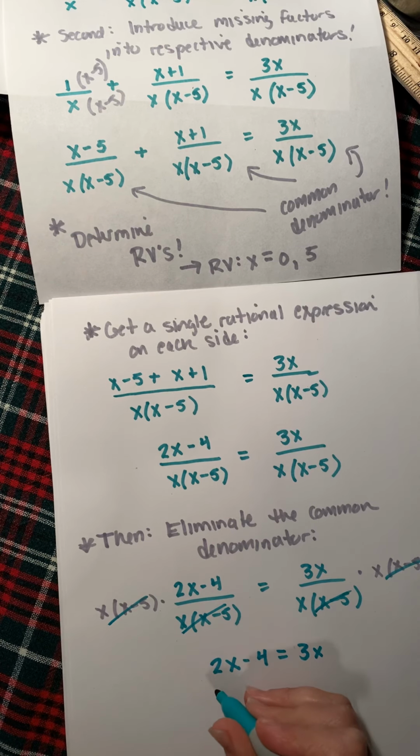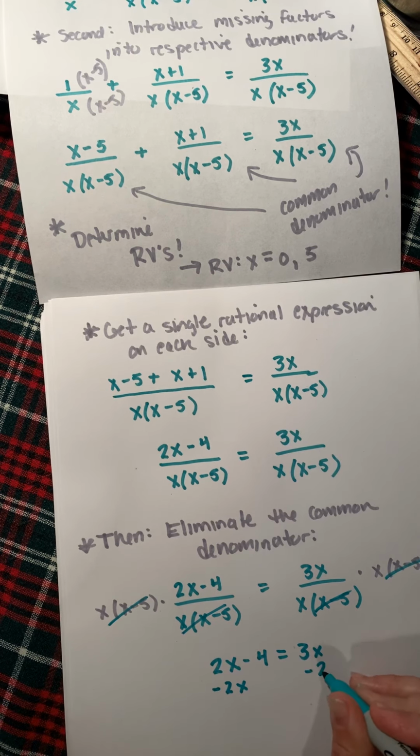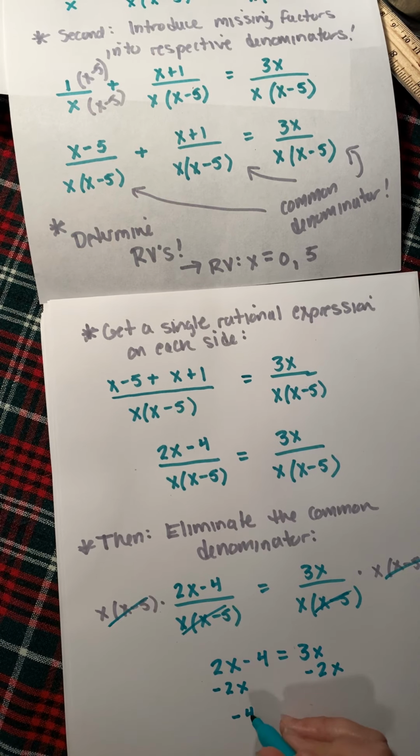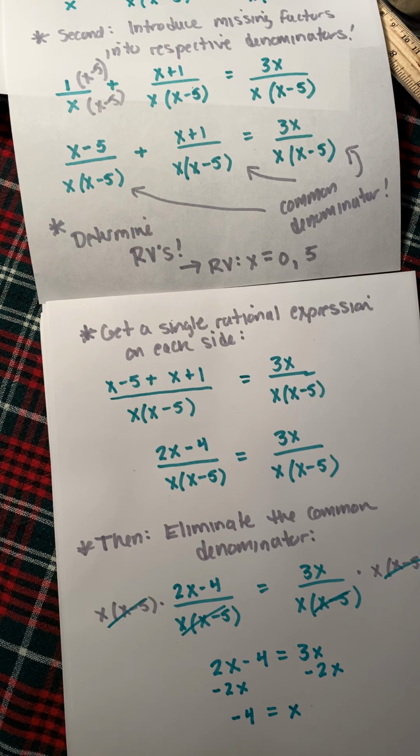We're going to solve for x. I'm going to subtract 2x from both sides. I get negative 4 equals x. So x equals negative 4.